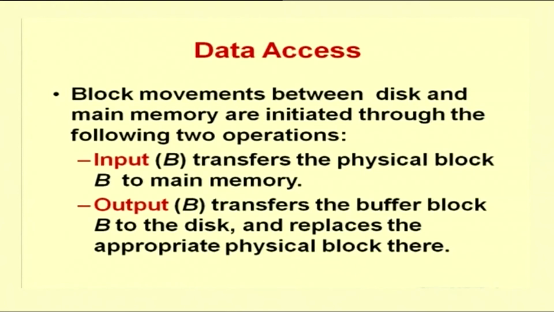One is input B, which transfers the physical block B to the main memory, that is, to the buffer. Output B transfers the buffer block B to the disk and replaces the appropriate physical block there. So, if it is already existing, it will replace it.